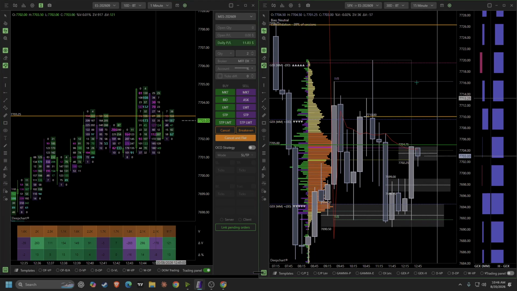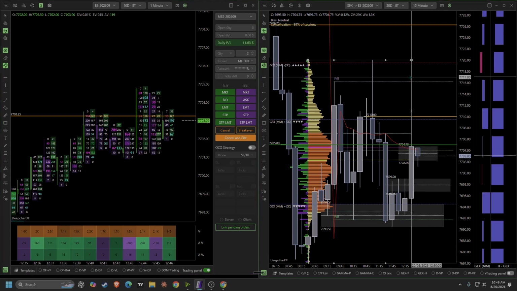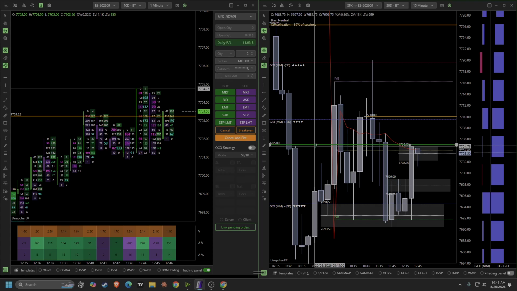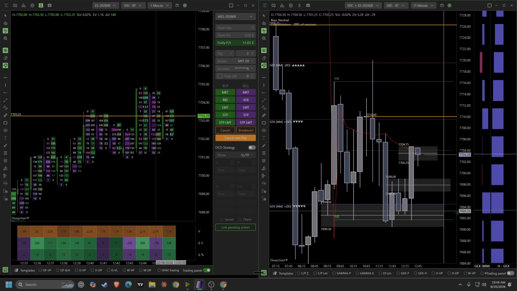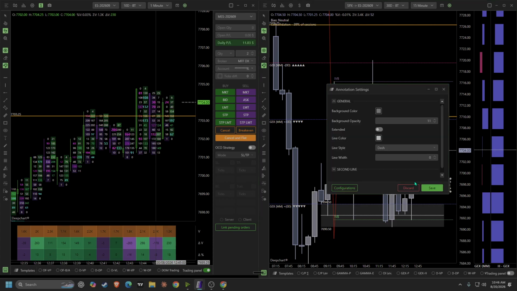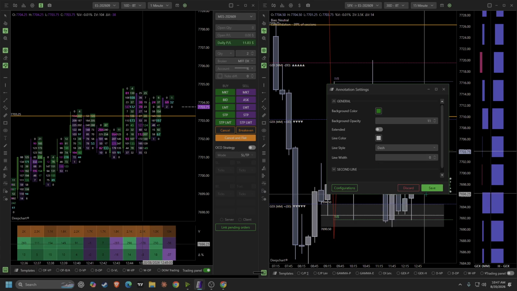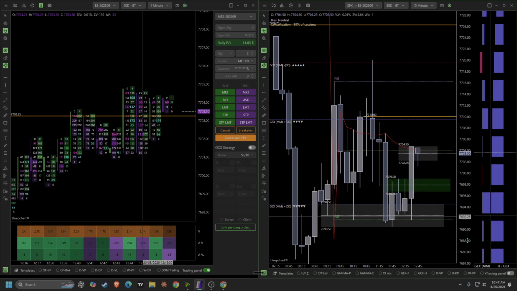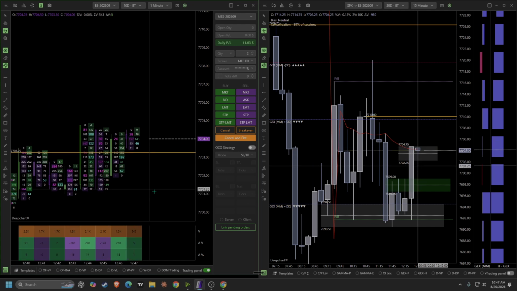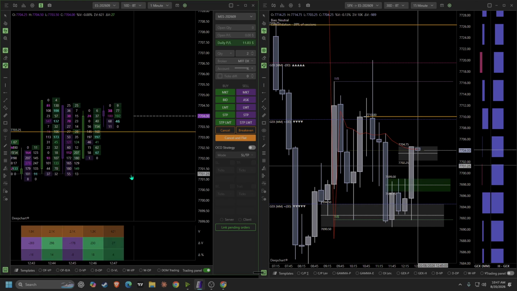But what these option levels have done, I've been using volume profile for a while. I've been using delta profile. What you just saw was a combination of both. And the most significant thing that I see here is that we broke through this resistance. And now this resistance may be turning into support.